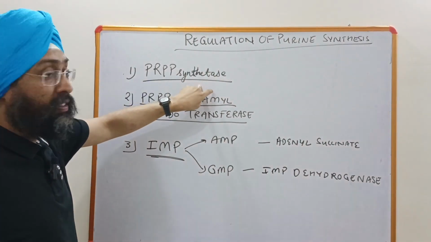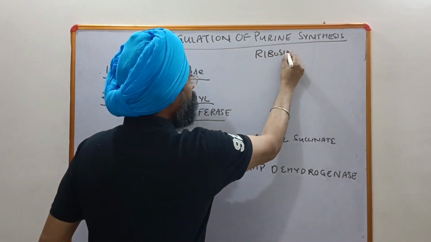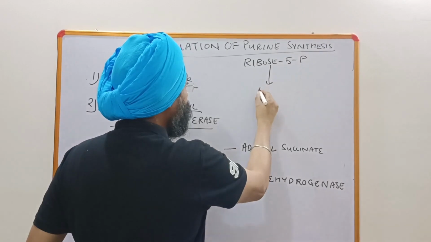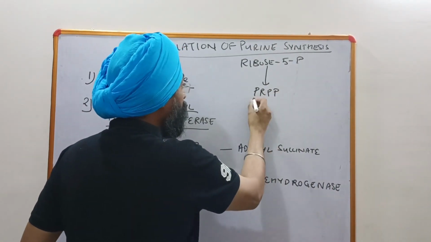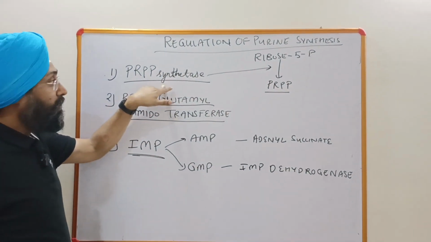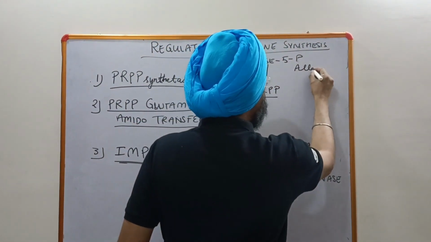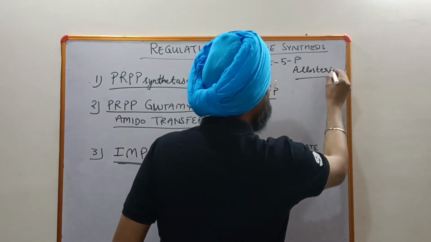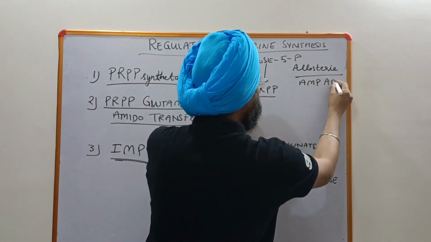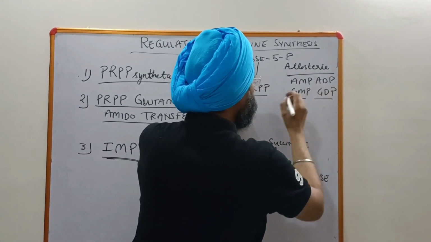First of all, we'll start with the first enzyme, PRPP synthetase. Ribose 5-phosphate is the precursor, and it is first converted into PRPP, phosphoribosyl pyrophosphate, by this enzyme PRPP synthetase. This enzyme is an allosteric enzyme, and it is inhibited by AMP, ADP, GMP, and GDP.